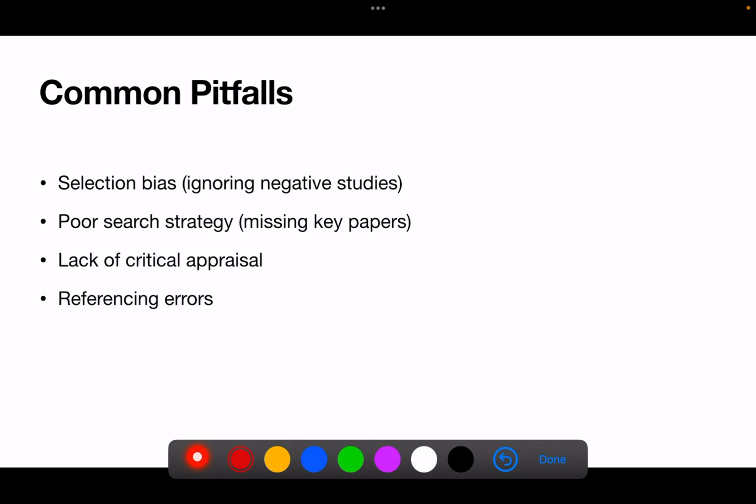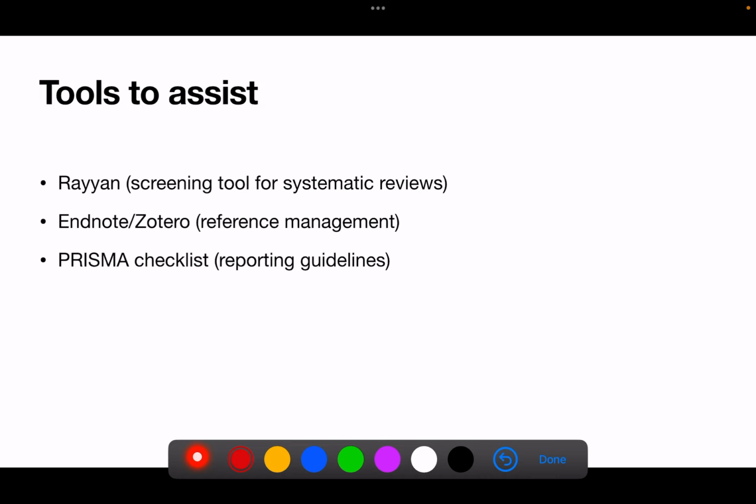Okay. Common pitfalls in doing a literature review include selection bias, ignoring negative studies, poor search strategy, which leads to missing key papers, lack of critical appraisal, and referencing errors. So some tools to assist would include Rayyan, which is a screening tool for systematic reviews, EndNote and Zotero, which are reference managing apps. So you download the PDFs, and this provides a tool for citation, management of notes, and for producing quotes, etc. And the Prisma checklist, which are your reporting guidelines.